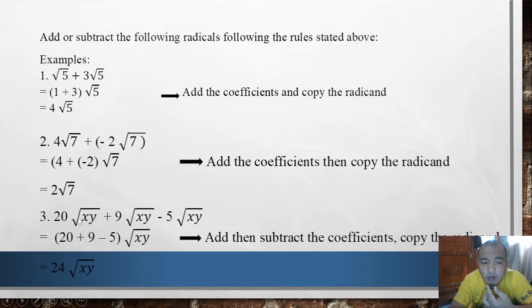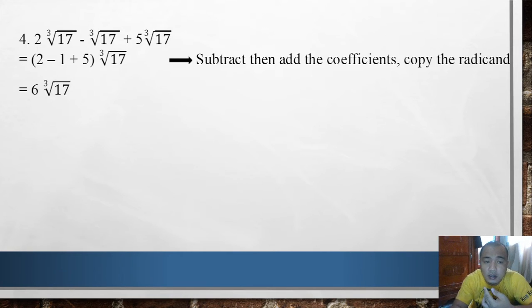20 square root of xy plus 9 square root of xy minus 5 square root of xy. Okay, these are similar radicals, so you just add and subtract. Add or subtract the coefficients. 20 plus 9, 29 minus 5, 24. 24 square root of xy. Just add or subtract the coefficients, then copy the radicand.